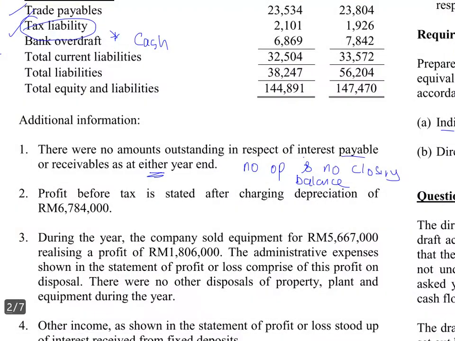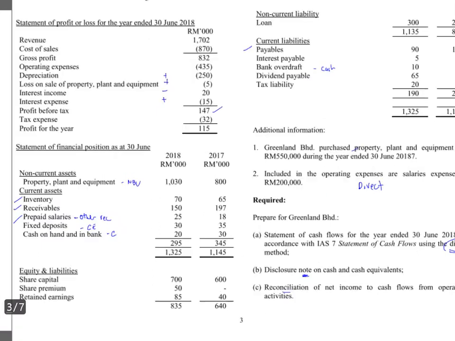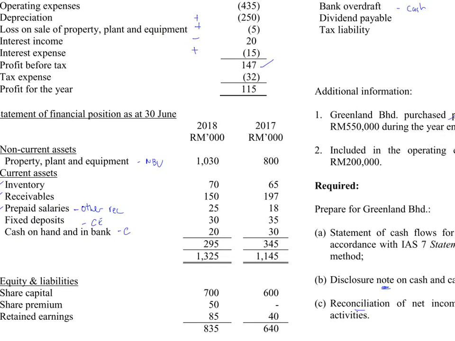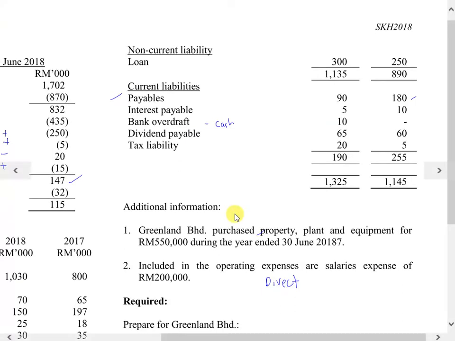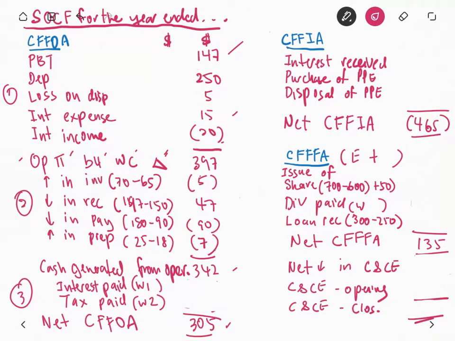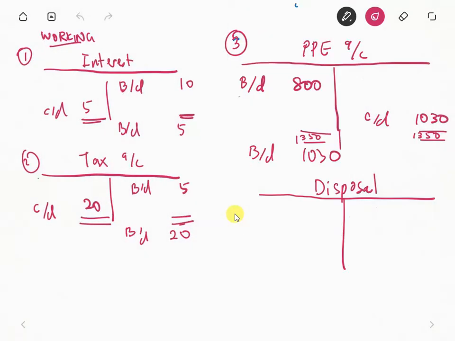Check the question. Do we have opening and closing for interest? Yes, we do: opening 10, closing 5. So when we have opening and closing, we must open a T account to adjust. It's a different figure. So let's open. Working number 1, interest: opening 10, liability, closing 5. What else should I put in besides opening and closing? I must put in the interest expense, the SPL.